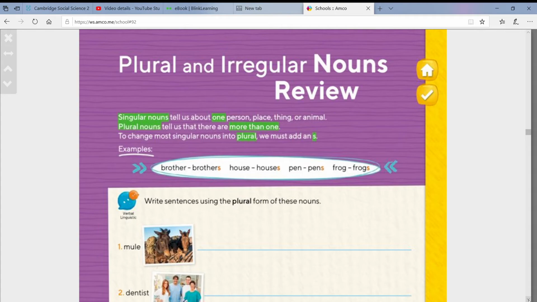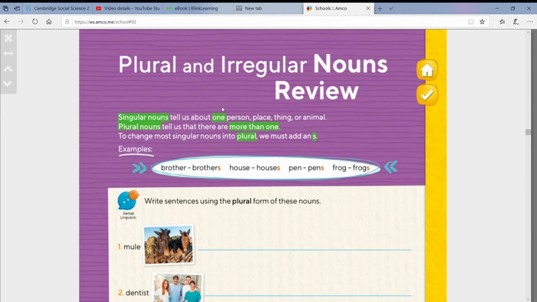Now, first we're going to have a look at regular nouns. So let's see. Singular nouns. So when we have one thing, one person, one animal, or one place. So singular nouns tell us about one person, place, thing, or animal. Now, plural nouns tell us that there are more than one. So this can be 2, 2 million, 10 million, so more than one.